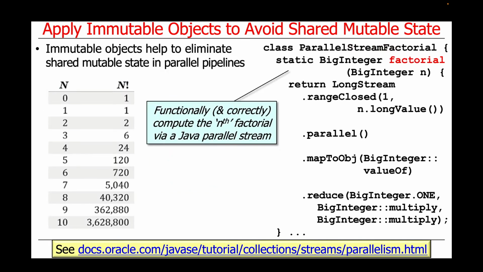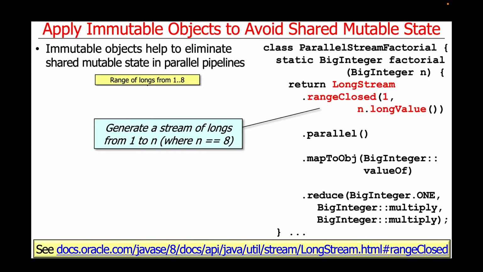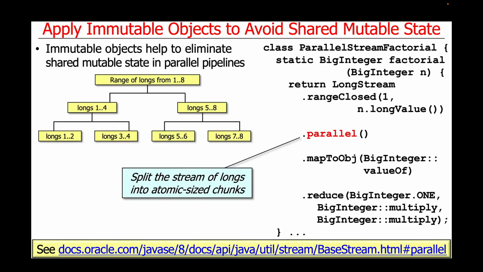repository. The factorial method in the ParallelStreamFactorial class functionally and correctly computes the nth factorial via a Java parallel stream. The first step in the factorial method implementation generates a stream of longs from 1 to n using the LongStream rangeClosed method. In this case, we choose a value of n to be 8 so we can visualize how the program behaves on the slide. We next call the parallel operation, which converts the sequential stream into a parallel stream.